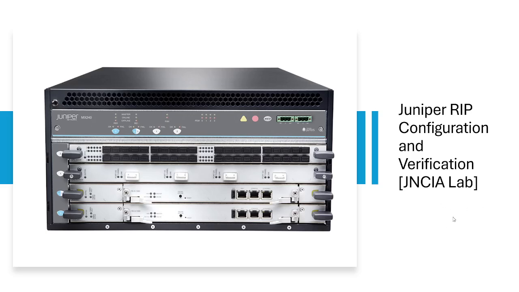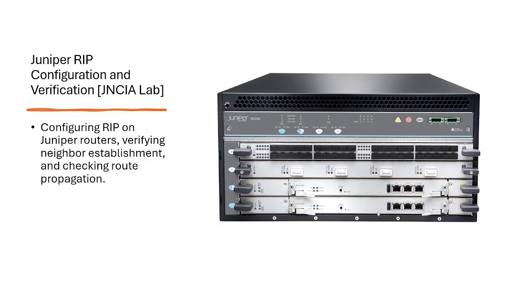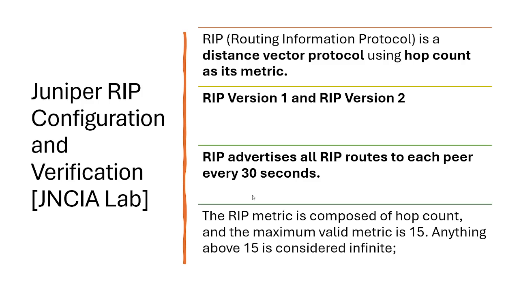In today's video, we'll discuss RIP configuration and verification in a Juniper router as part of the JNCIA Lab playlist. What we are going to do is configure RIP on Juniper routers, verify the neighbor establishments, and check the route propagations. And before we do the configuration, let's go through a small theory.